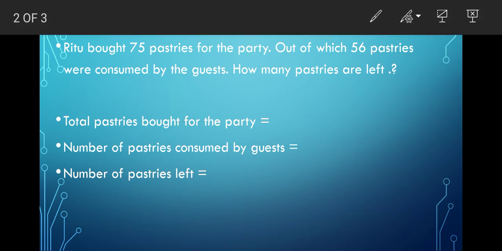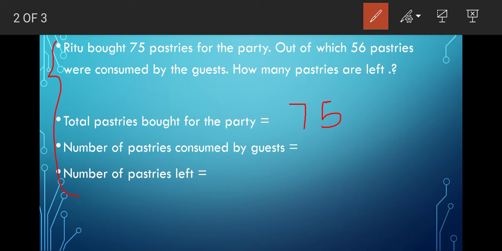Ritu bought how many total pastries for the party? 75. So first let us write here 75. You have to write all these statements. From here to here, you have to write the question as well as everything in your copy. Now, number of pastries consumed by the guests.